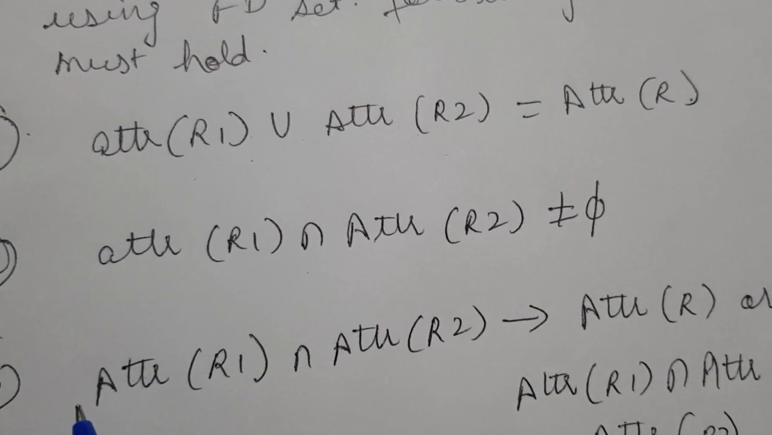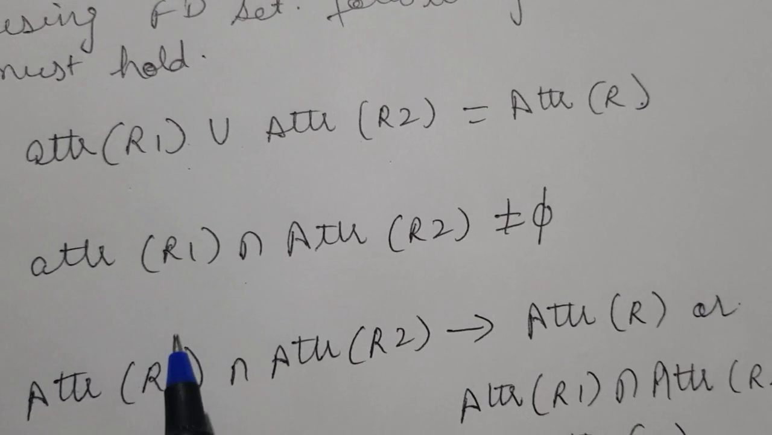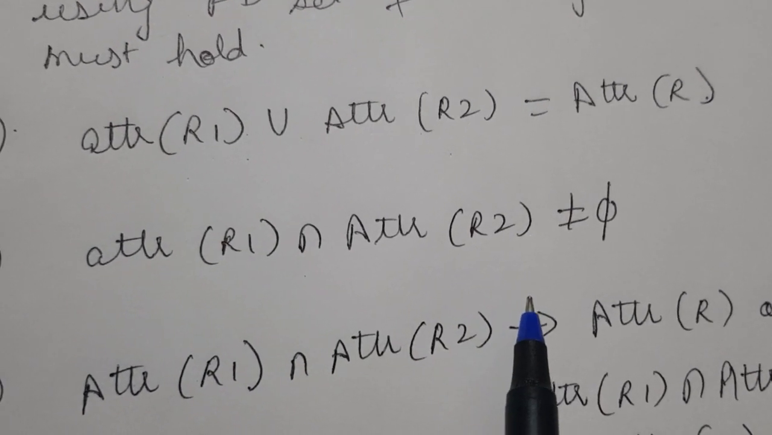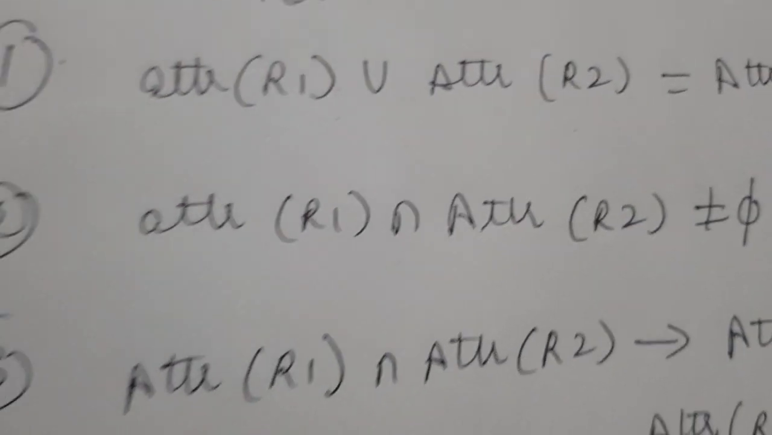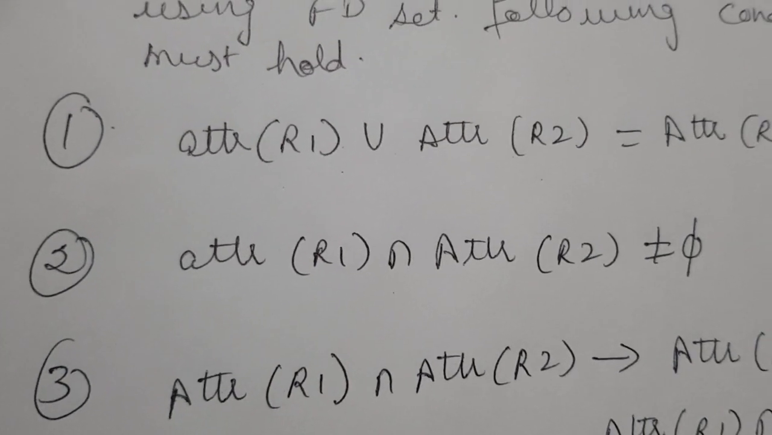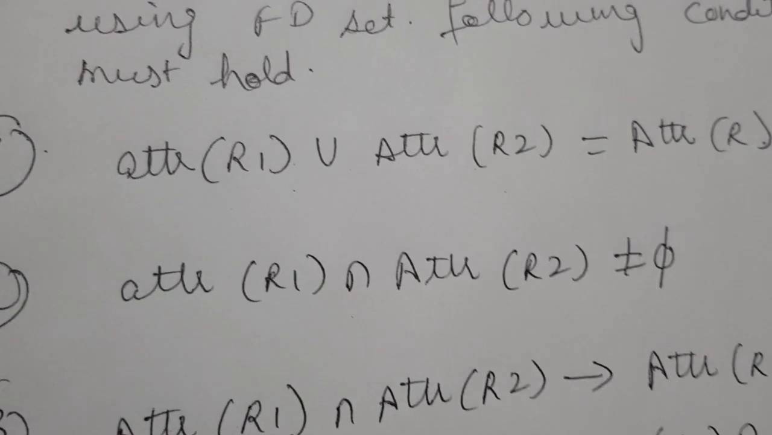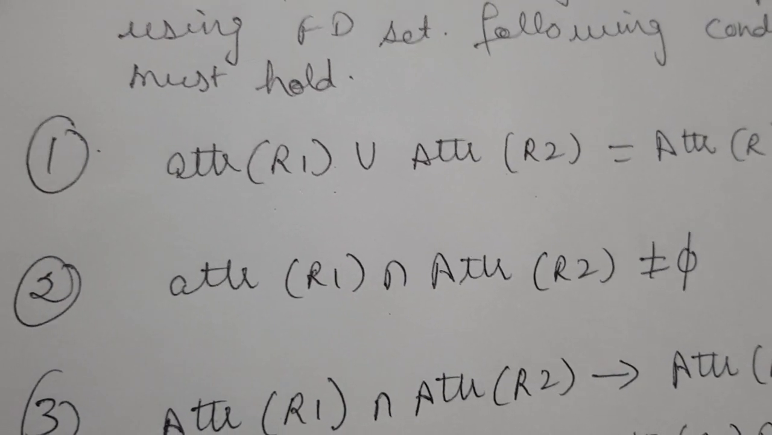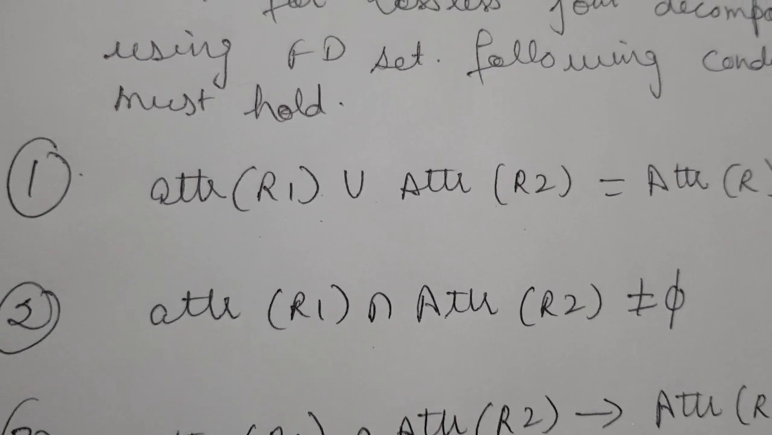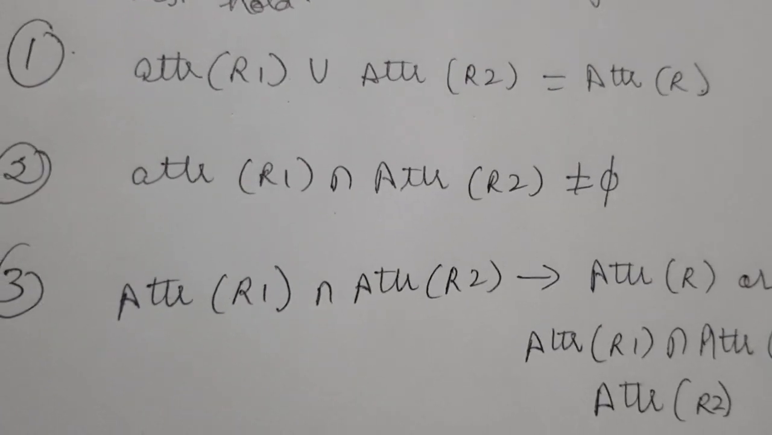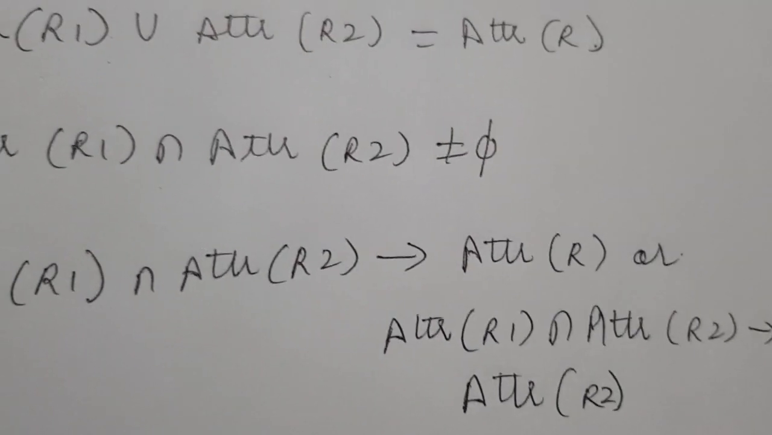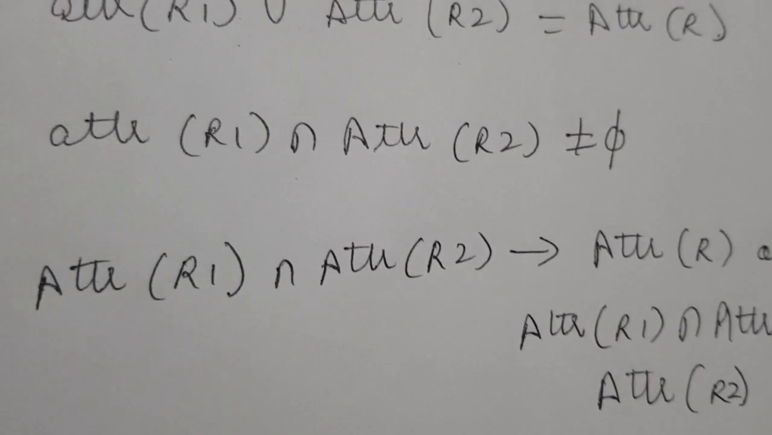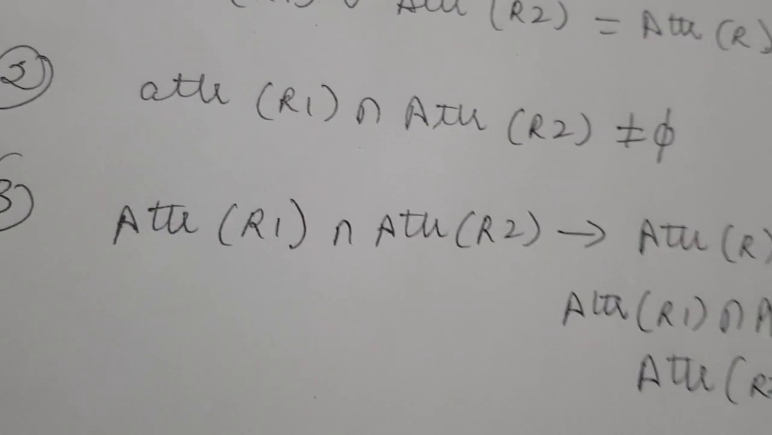The second condition says the intersection of attributes of R1 and attributes of R2 must not be null. When we perform the intersection of R1 attributes and R2 attributes, we must get some attribute in common. If there is no attribute in common in these two projections, then we say the decomposition is lossy. And the third condition says the common attribute must be a key for at least one relation, either R1 or R2.